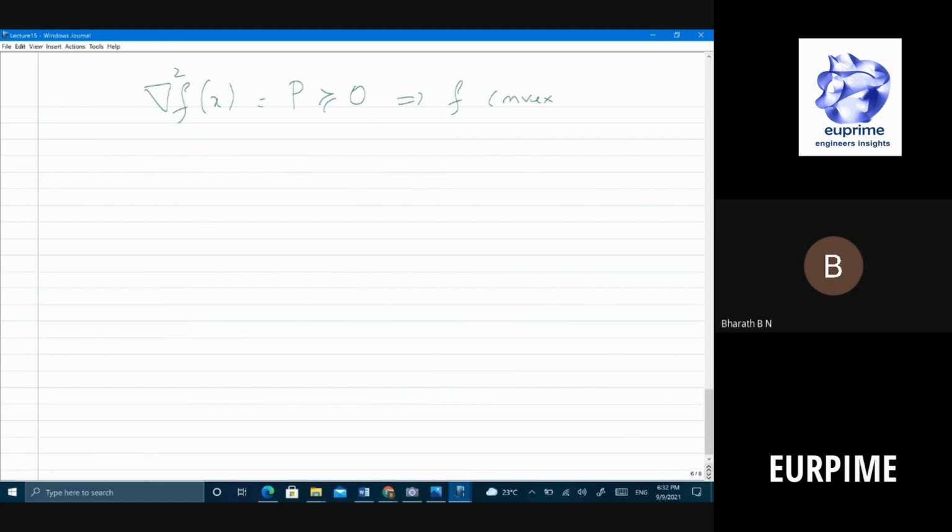You will only have b transpose x. What kind of a function is b transpose x? It's a straight line, right? Hyperplane. Hyperplane is what? Convex, concave? It's both, right? Both concave and convex, right? Okay, is this clear, everyone? Got it? So you have the convex function now, right?